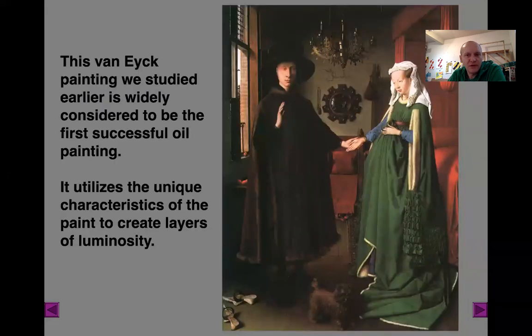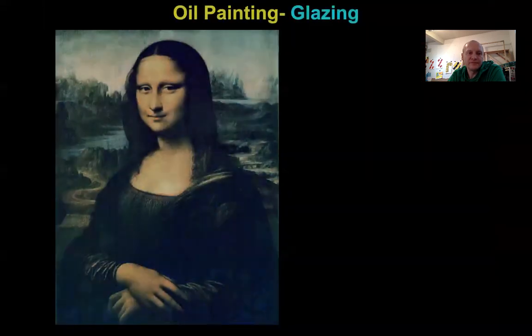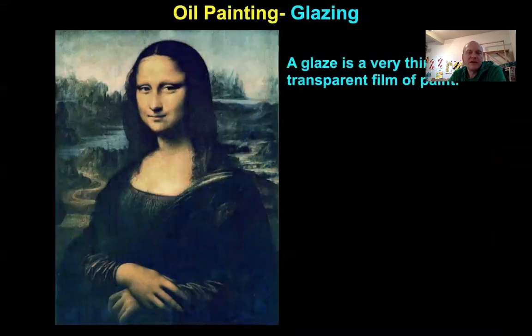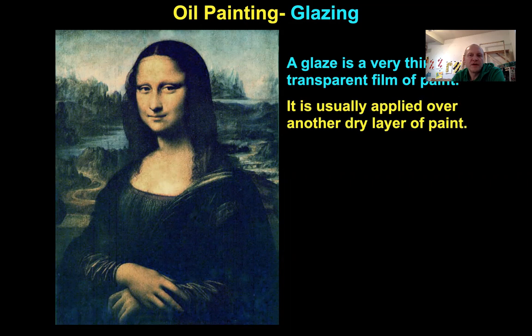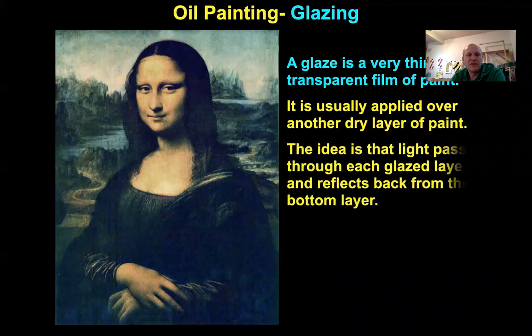So here's the painting we all know, right? It's creating these layers of luminosity through different layers of oil paint and glazes. Glazing is when you've got a bunch of transparent films stacked up on top of each other. It's applied over dry layers. So you can imagine as you get thicker and thicker into the painting, it's going to take a little longer and a little longer to dry until you can paint right over it.